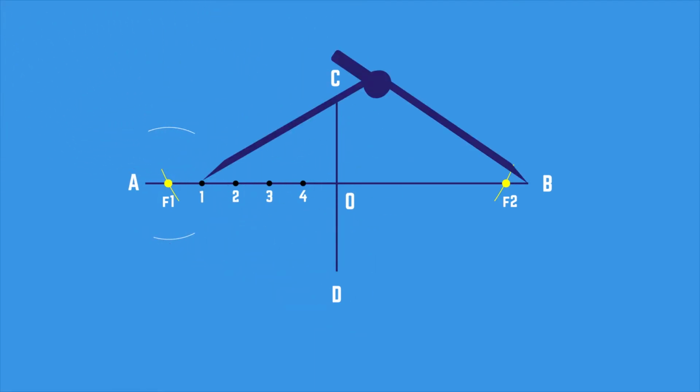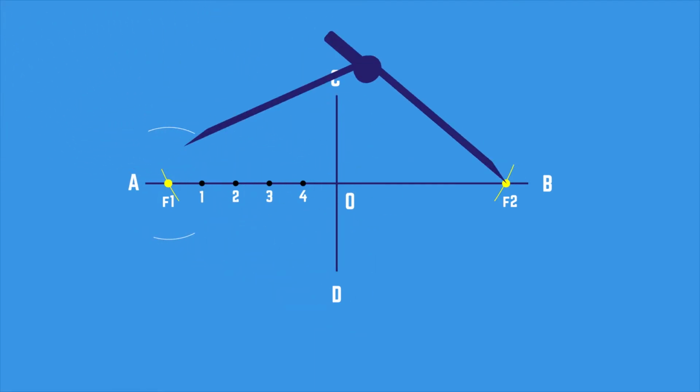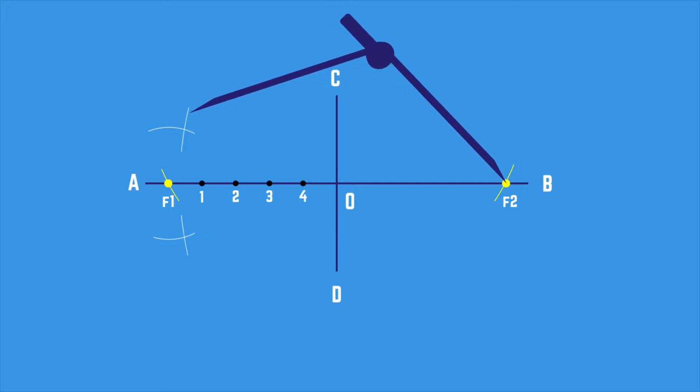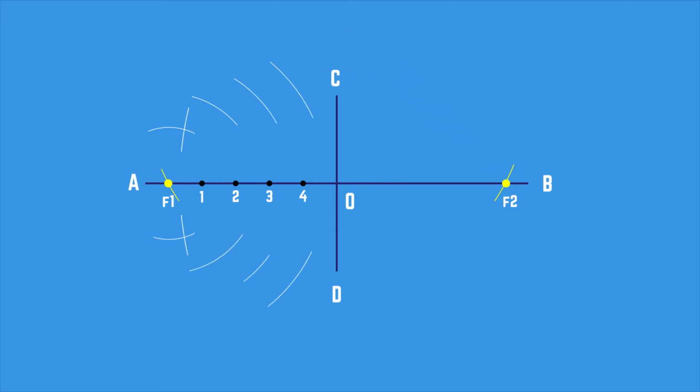Now set the compass size to B1, but this time take the center as F2, and cut the previous arcs like this. Similarly draw arcs with A2 and B2, A3 and B3, A4 and B4, and continue this process on the right side also.